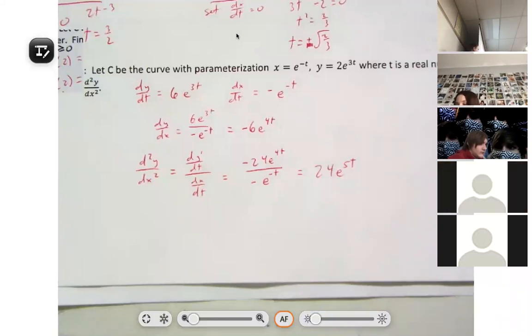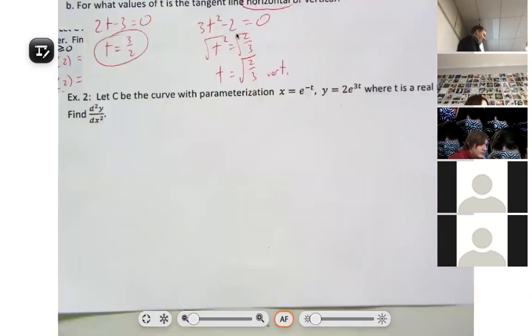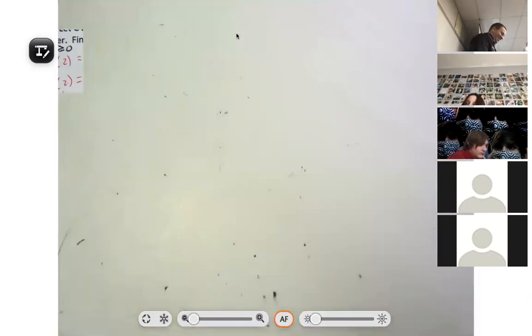Questions on the second derivative? All right. If you forget to divide by dx dt, I will just cut off the tip of your little pinky. Okay? Okay, yeah. Punishment fits the crime. Justice is served.